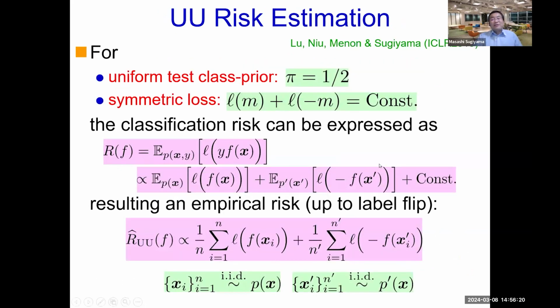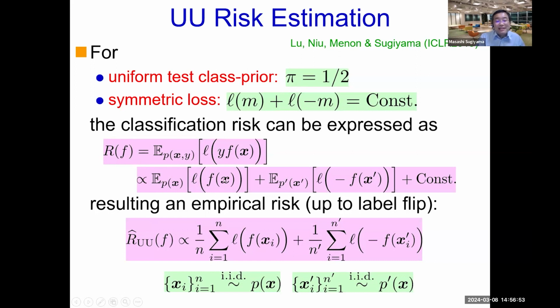Then we try to interpret that idea in the empirical risk framework. Now we assume that the test prior is uniform again, so pi is 1/2. Then suppose we use a symmetric loss function. So this is satisfied. Then it's a robust loss function actually. Then the classification risk, defined in the same way, can be expressed in a very simple form like this. So we omitted some proportional constant, and it's just the empirical risk.